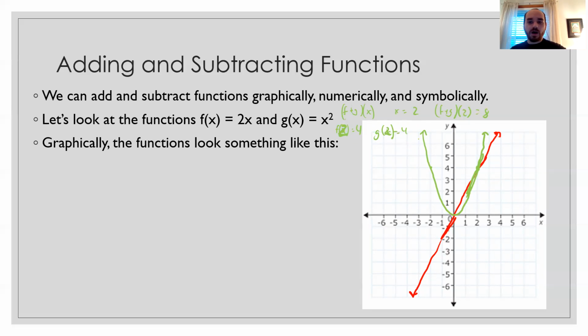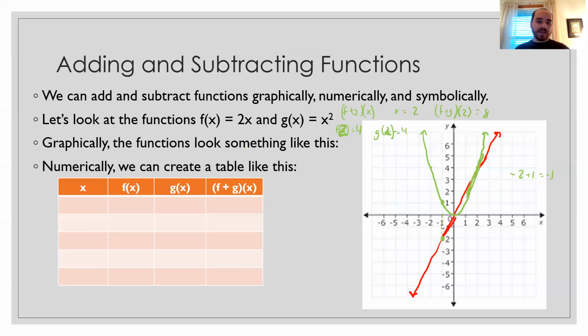That's pretty simple. If we had, let's say, negative 1, right? So at negative 1, we have g of x is equal to 1, and we have f of x is equal to negative 2. So we would have negative 2 plus 1, which is equal to negative 1. And of course, you could do similar things with subtraction. And later we'll get into multiplication and division.